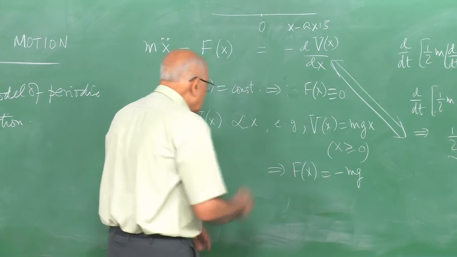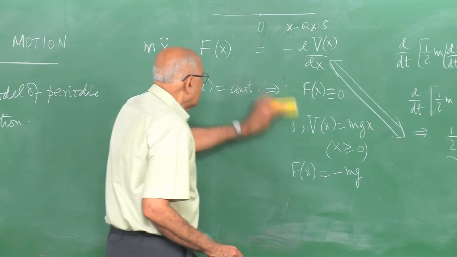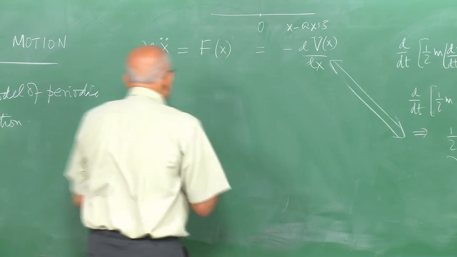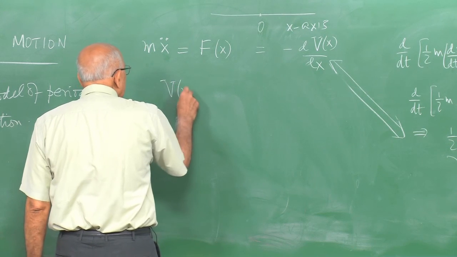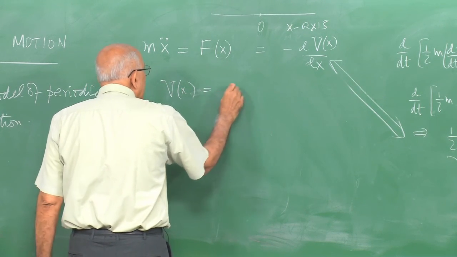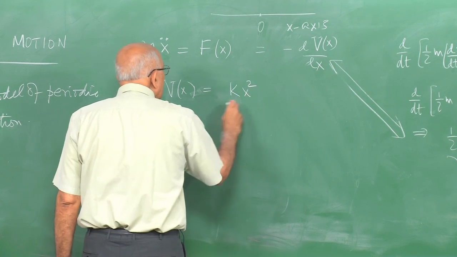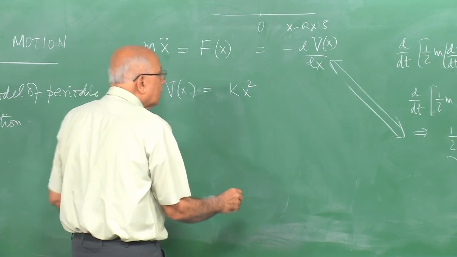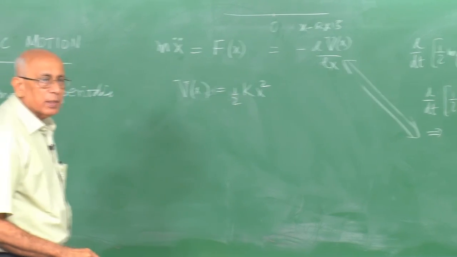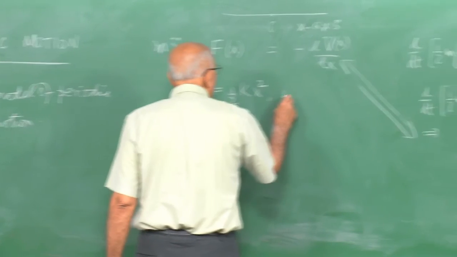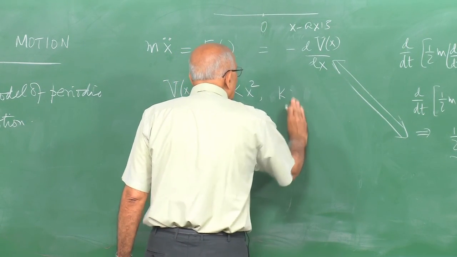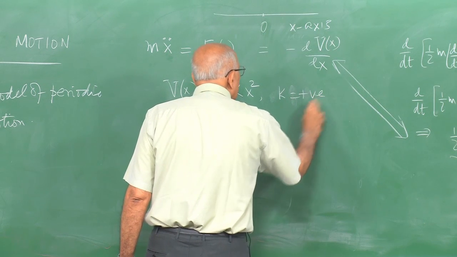The next in order of complication would be when V of x is a quadratic function. So what happens if V of x is proportional to x squared? Let us write it as a constant times x squared, and for reasons which will become clear in a minute, it is easier if you write half times the constant times x squared, where k is a positive constant.